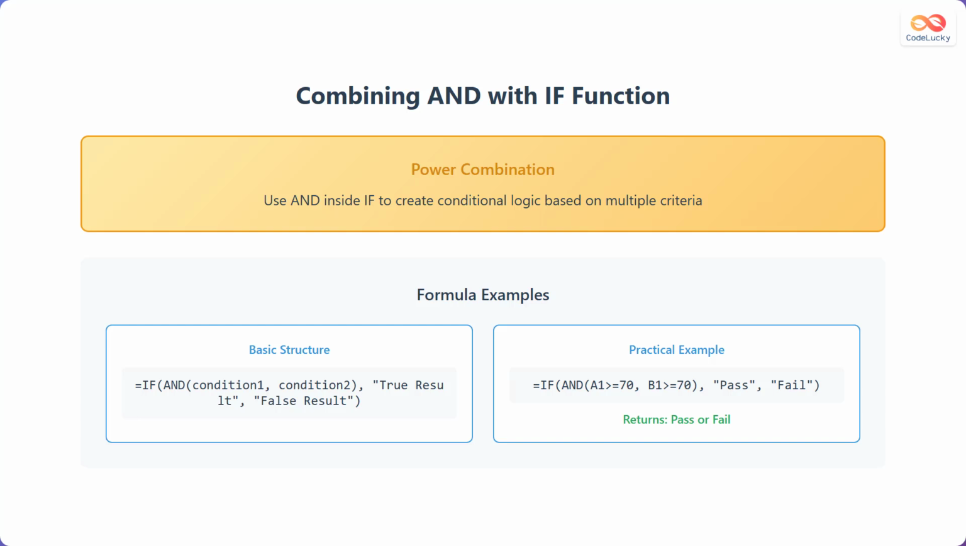Here's an explanation on how to combine the AND function with the IF function to create conditional logic based on multiple criteria. The basic structure is equals IF(AND(condition 1, condition 2), true result, false result). A practical example would be equals IF(AND(A1>=70, B1>=70), "Pass", "Fail"). This formula checks if the values in cells A1 and B1 are both greater than or equal to 70. If they are, it returns pass, otherwise it returns fail.